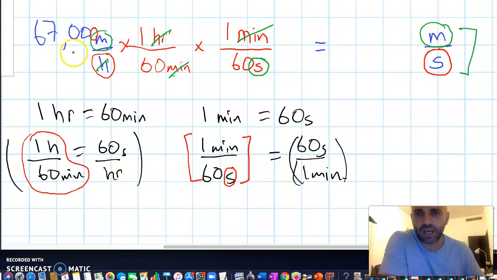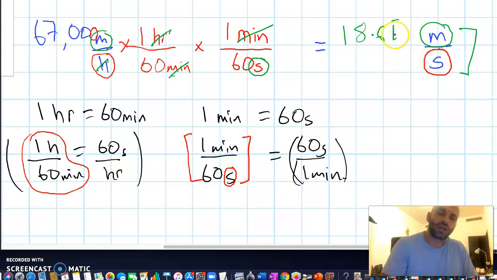Okay, so I've got 67,000 meters divided by 60 times 60. So that's 67,000 divided by 60 times 60, which is 3,600. And that gives me 18.61 recurring meters per second. Okay, so hopefully that makes sense.